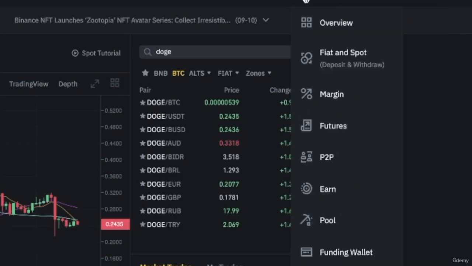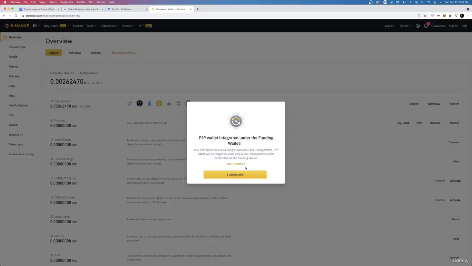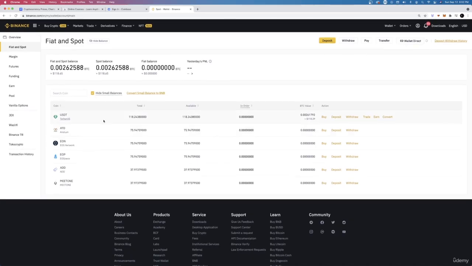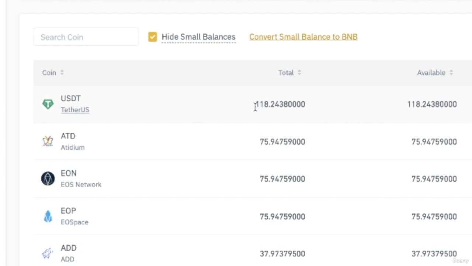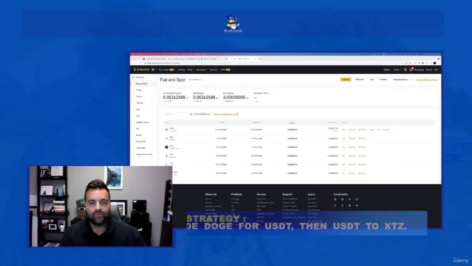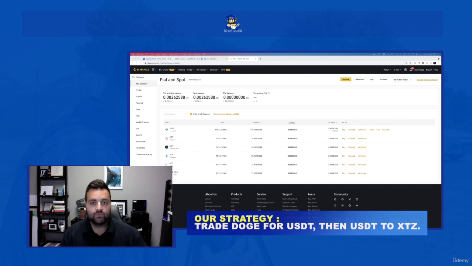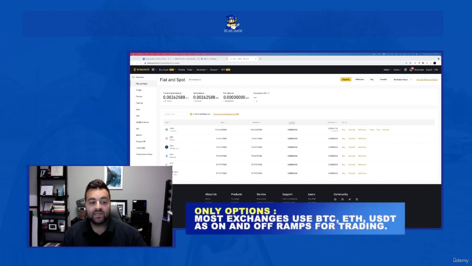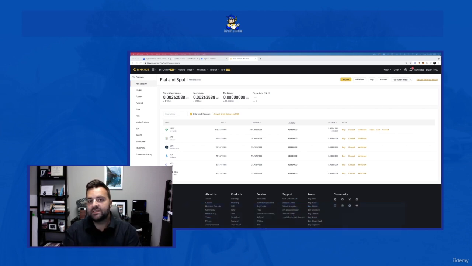So now if we go to our wallet overview, we will go to Fiat Spot, and now we have $118 in USDT. The reason we wanted to sell it for USDT is because you only have a couple options: Bitcoin, Ethereum, USDT typically. This is going to be a great on and off ramp. So USDT is known as a stable coin. It is pegged to the US dollar. So it's a great way of converting your coin. So you bring things into USDT, then from USDT, you can pretty much buy any other coin on the market.